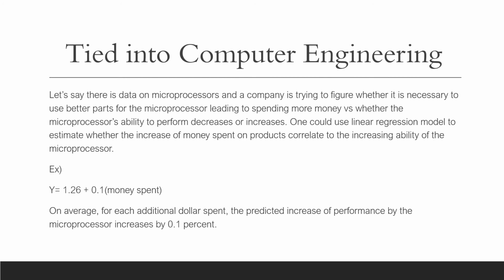So one can use an LSRL model and determine whether or not the increase of money spent on products correlates to the performance. So let's say y is equal to 1.26 plus 0.1x is the formula found, and one could predict that on average for each additional dollar spent, the predicted performance of the microprocessor increases by 0.1%.